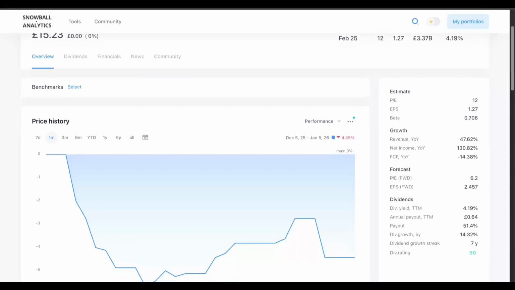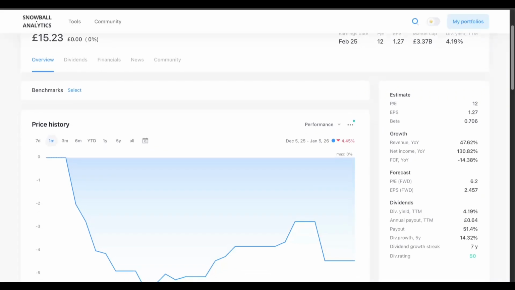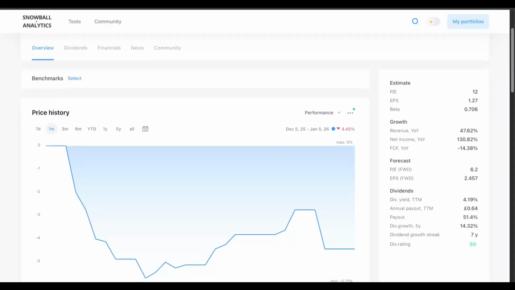The next stock I'm adding to this month is going to be my Hikma Pharmaceuticals position, stock ticker HIK. Over the past month, they're down a further 4.45%, but the fundamentals are still strong, and this is one I believe is going to have a fantastic recovery throughout 2026.